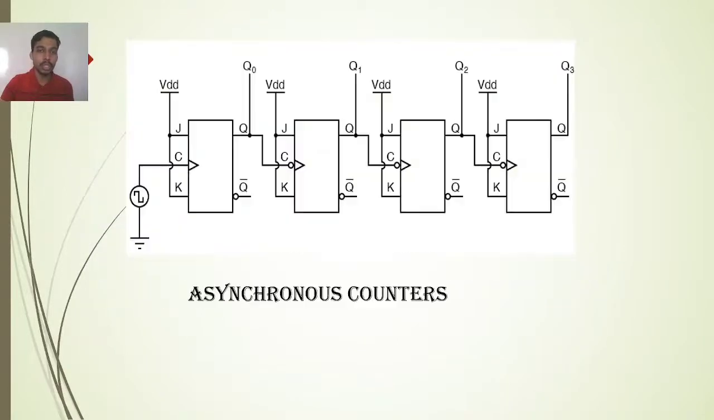Now the circuit of the asynchronous counter. Like you can see, all the clocks are not simultaneously connected. The previous output is connected to the clock of the next flip-flop. And in this also Q0, Q1, Q2, Q3 are the four outputs, and they have used four flip-flops.